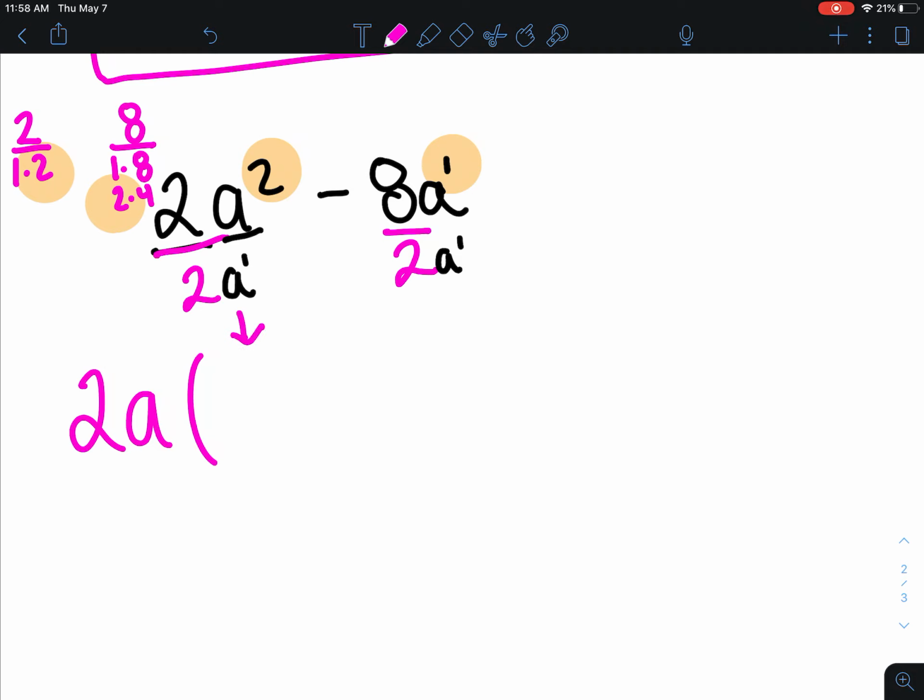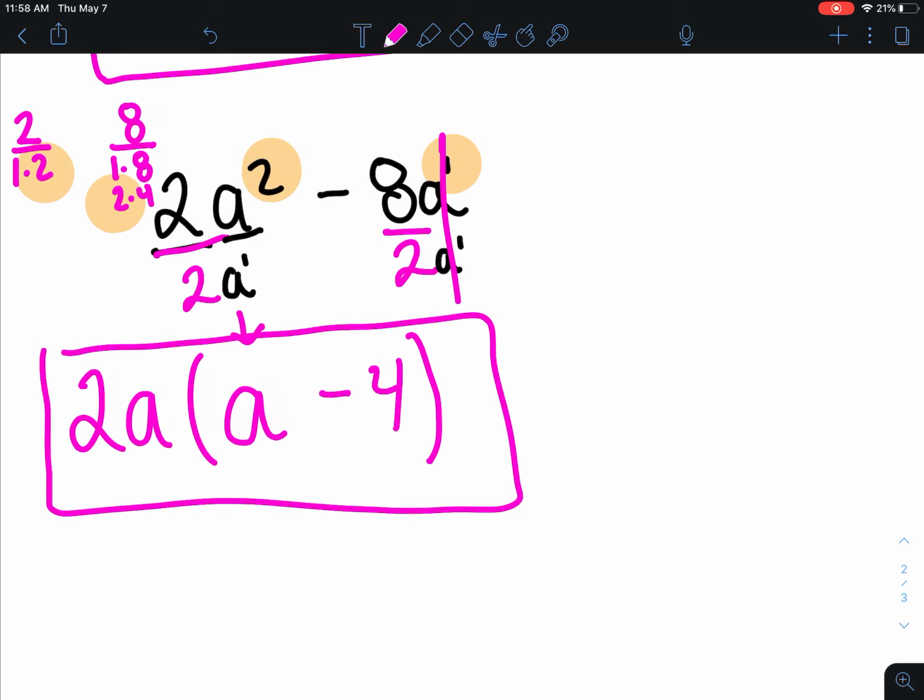Write out what you're dividing by in the front. 2A. Now you can divide 2 divided by 2, that's just 1. And then A to the power of 2 divided by A to the power of 1, that's just A. Negative 8 divided by 2, that's negative 4. And then A over A, that's just 1.